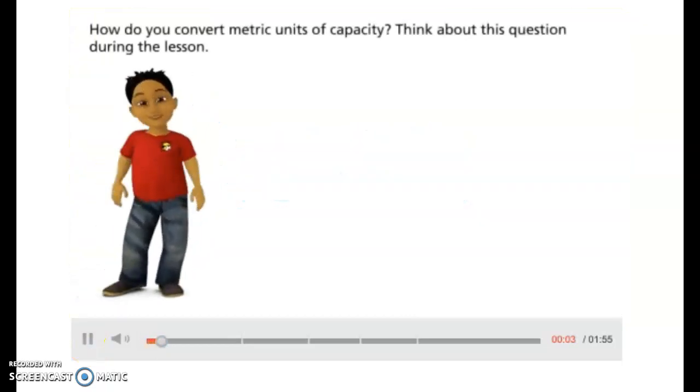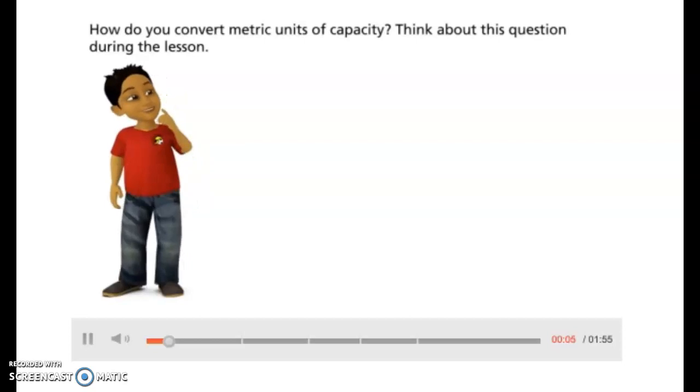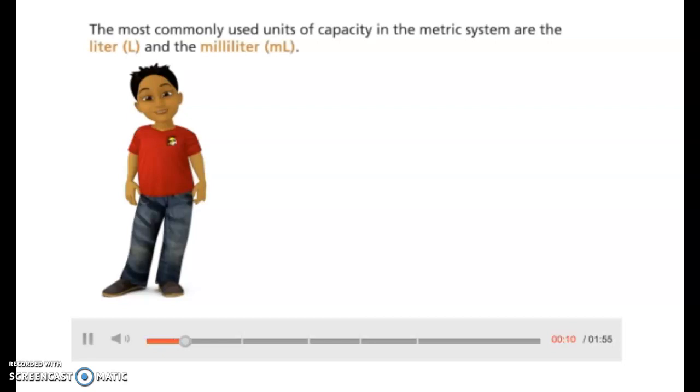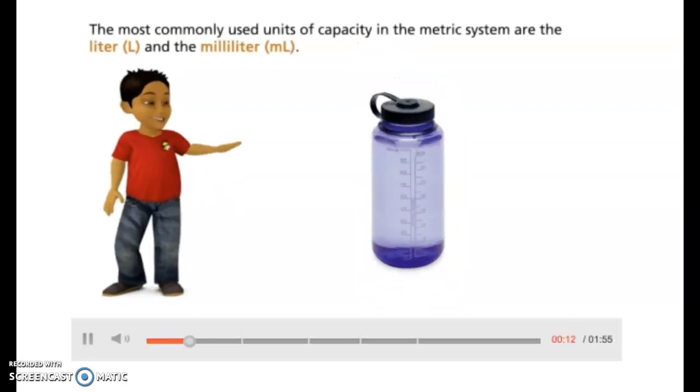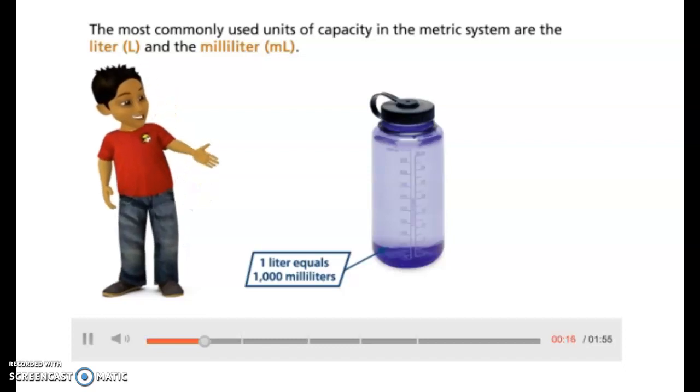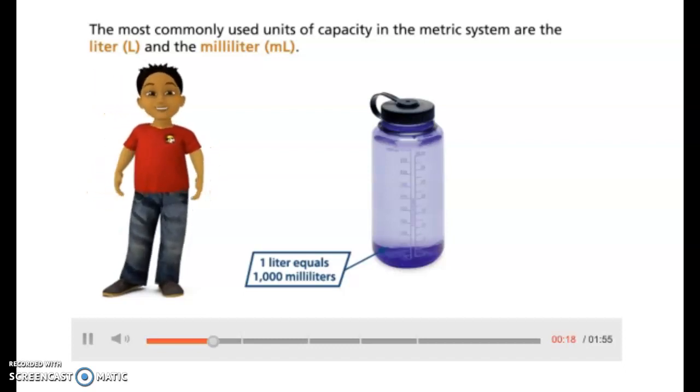How do you convert metric units of capacity? Think about this question during the lesson. The most commonly used units of capacity in the metric system are the liter and the milliliter. Can you find a liter or milliliter in the real world?